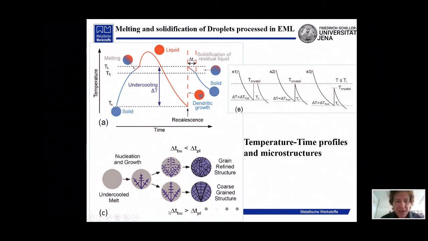However, if the time for instability of structure is bigger than this plateau duration, then our dendrites could be stable, and this structure shows us coarse grain with big graining after primary solidification. So, we have two different structures.